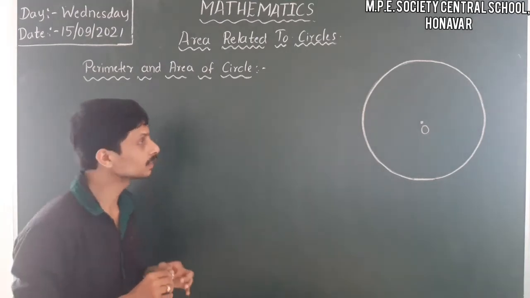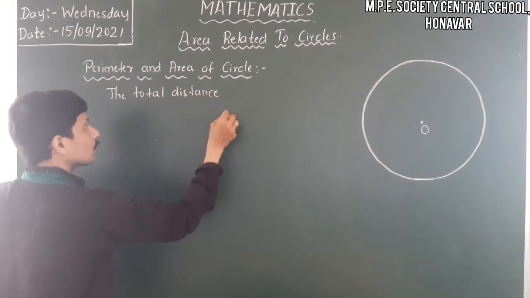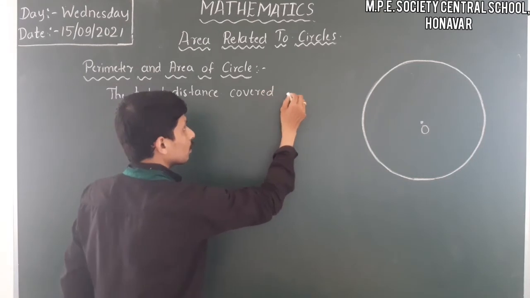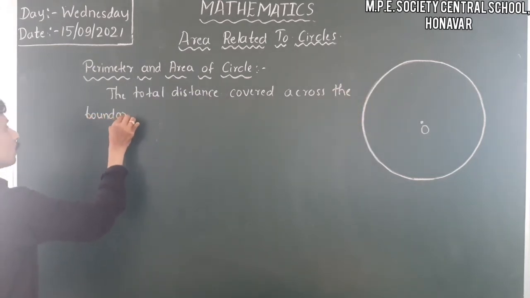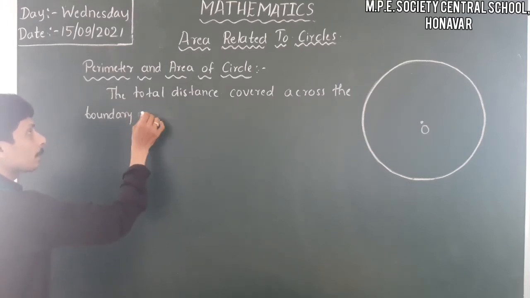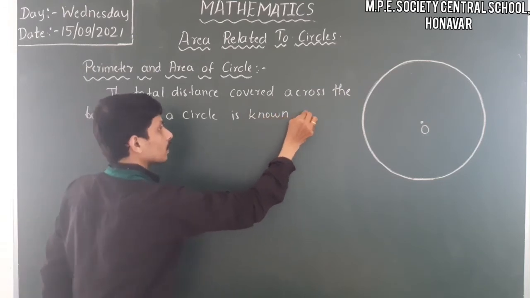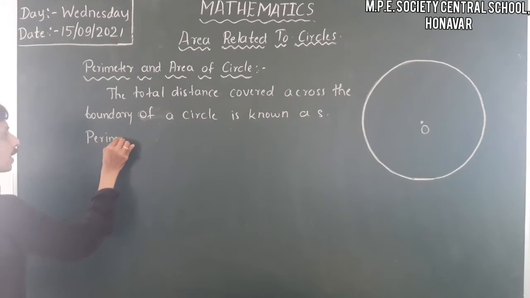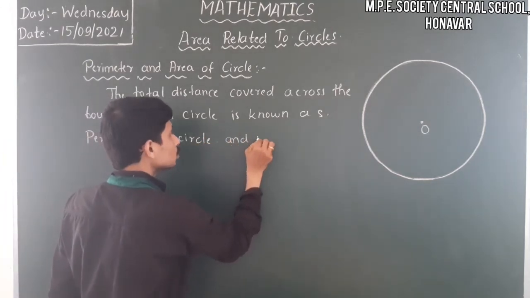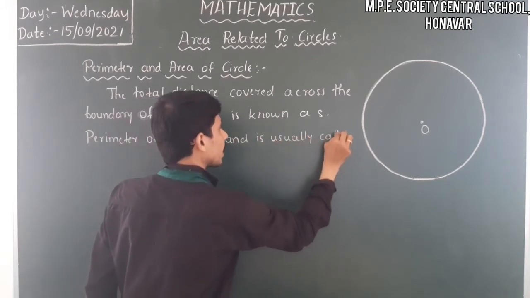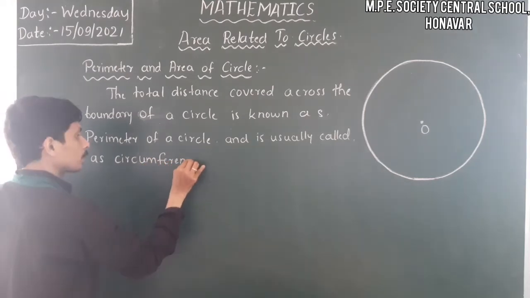So let us have the definition of it. The total distance covered across the boundary of a circle is known as the perimeter of a circle and is usually called the circumference of the circle.